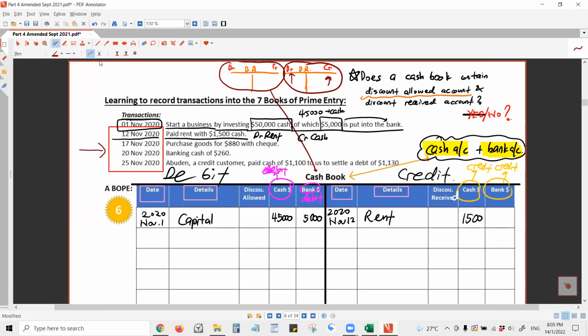Now let's have a look at this page number 51. Last week we recorded the first one, right? Started the business by investing 50,000 cash, and part of it goes to the bank, part of it remains as cash. So we recorded this, the one on 1st of November. And then we also did the November 12th transaction. We credit cash, then we debit rent account, right? So we have recorded the second one as well.